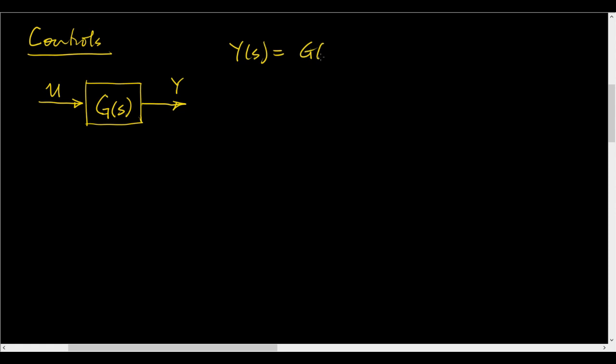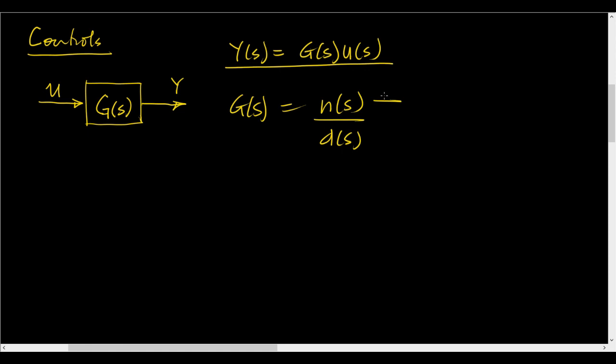We are continuing. Now we have seen that there can be systems with one input and one output, and this system can have a transfer function so that y of s is equal to g of s times u of s. We have seen this. Let's start with g of s is equal to n of s by d of s. These are polynomials.